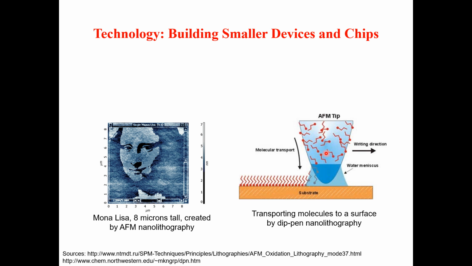And here is the concept of how it's been created with the help of nanolithography by AFM. Here you see molecules being transported with the help of the AFM tip. This is the substrate, and this is the AFM tip. These are the molecules, and these molecules are transferred with the AFM tip onto the substrate. So this is transporting molecules to a surface by dip-pen nanolithography. That's how the Mona Lisa, 8 microns tall, is created by AFM nanolithography.